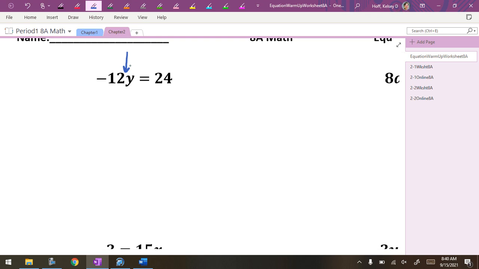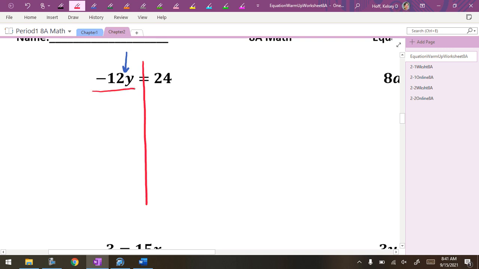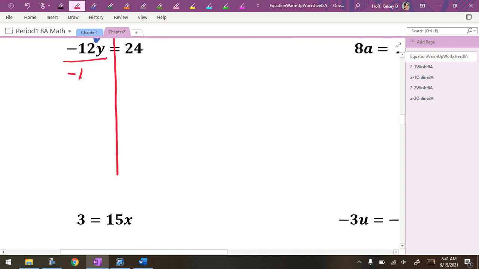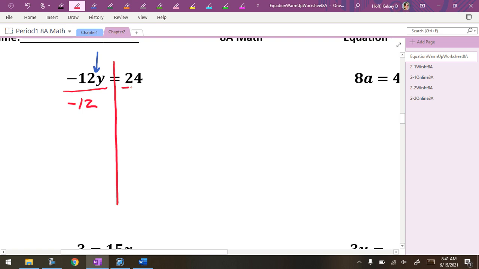And our goal is to get y by itself. So we talked way at the beginning. The opposite of multiplication is division. So still draw your line through your equal sign. But when the number is right next to the letter, they're multiplied, so we need to divide. You need to divide by whatever number is in front of that letter. In this case, what number is in front of there? Careful. Negative 12. And we show division by writing these like a fraction. And again, whatever you do to one side, you do to the other.